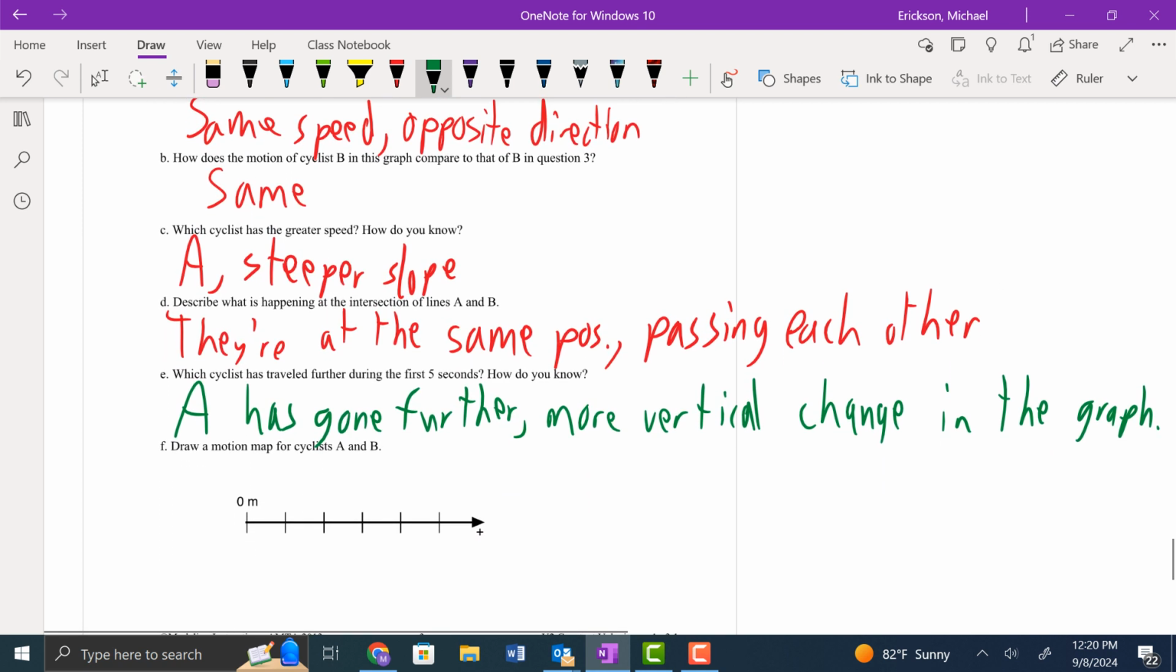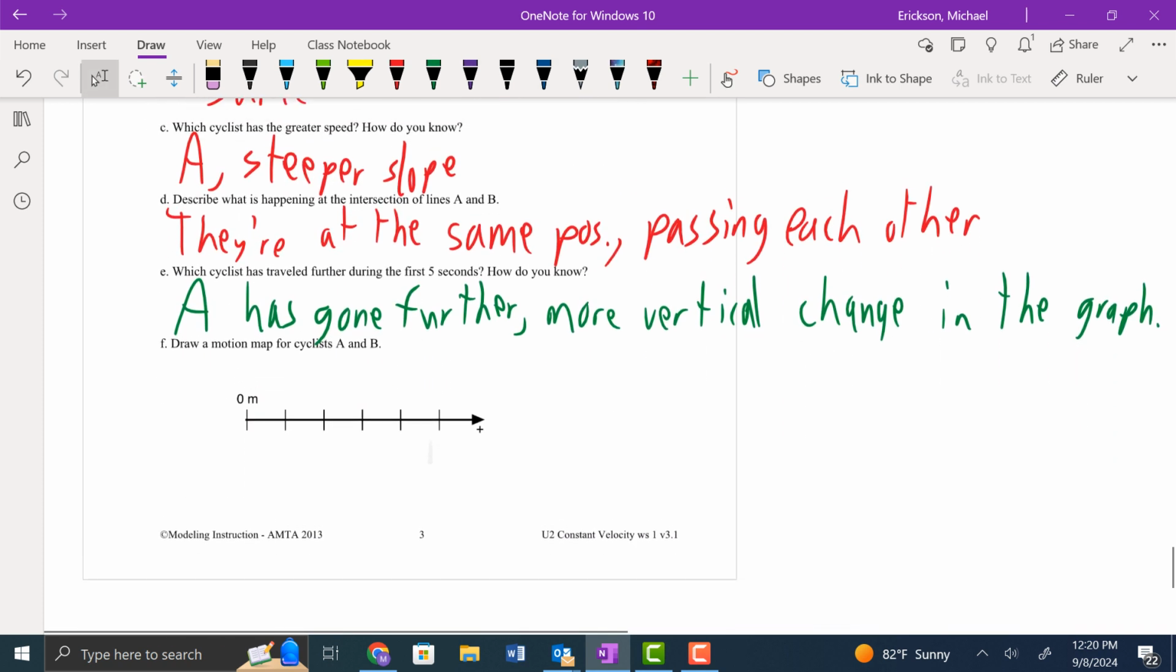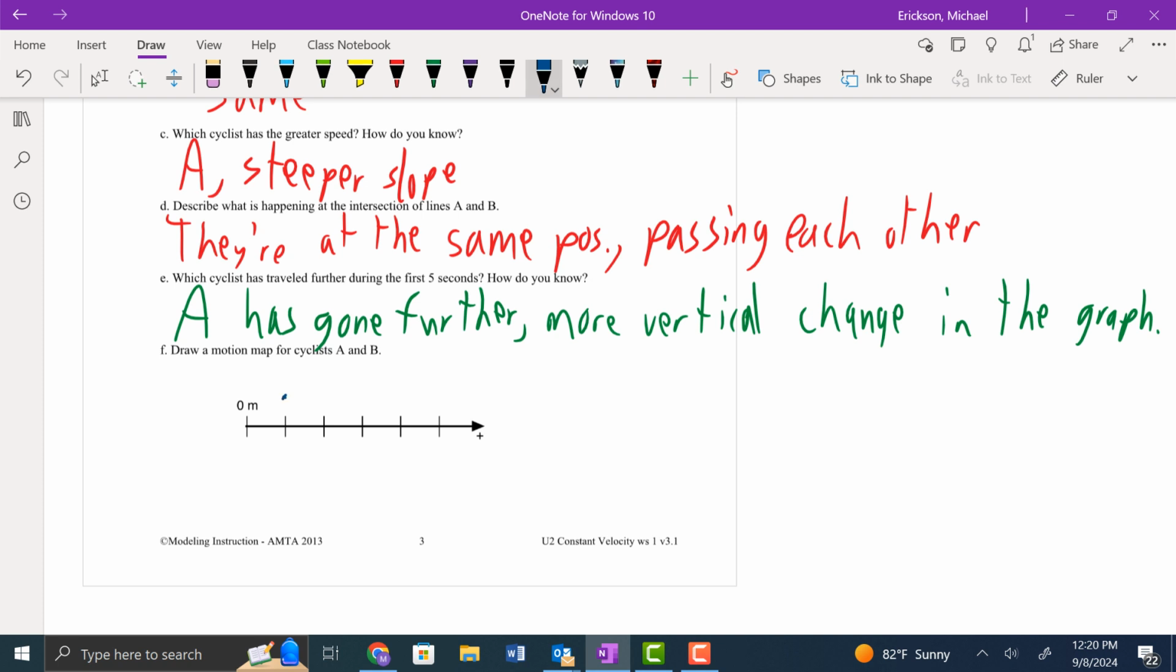Draw a motion map. All right, I'm just going to draw it really quick. The big difference between the last one and this one is B still starts kind of ahead. B's going to look like this, and I'll just redraw B the same way. A is just going to start way out here, though. And hopefully, it looks like I kind of drew it too big again. But A is over here. At some point in the middle, they're going to pass each other. It's harder to tell on this motion map, but that's what we got.